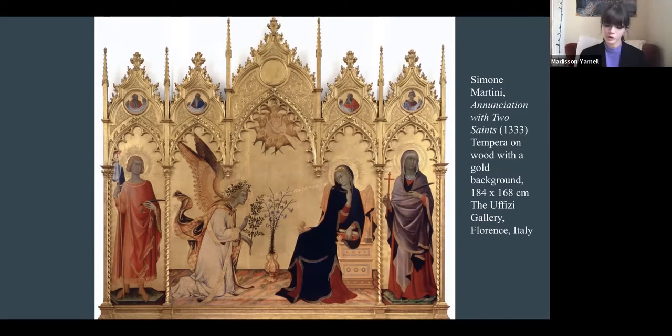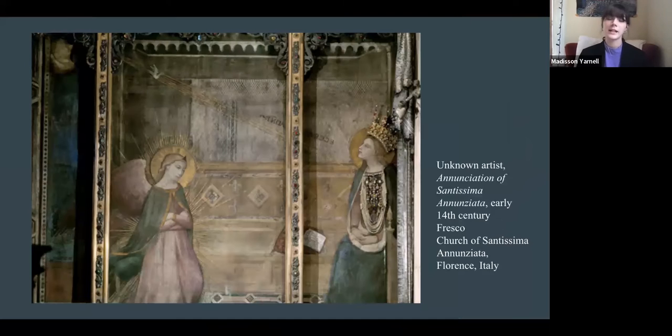However, the work is crucial to this study because Siena's patron saint was the Virgin Mary herself. The next painting is the Annunciation of Santissima Annunziata, painted in the early 14th century by an unidentified artist. It is painted in fresco and located at the Santissima Annunziata in Florence, which is named after this miraculous painting.